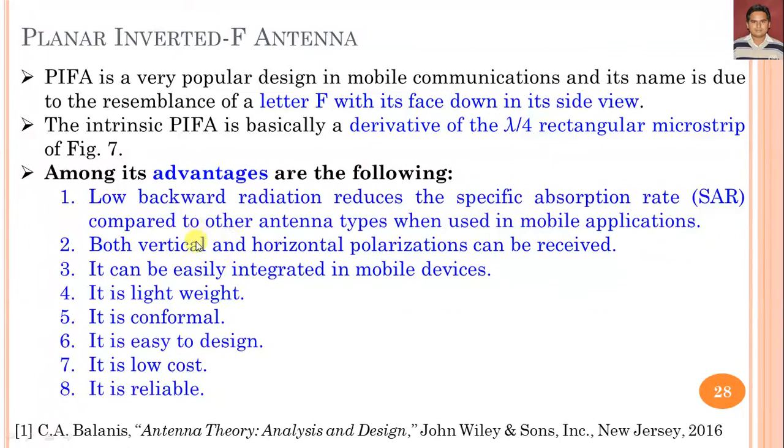Second, both vertical and horizontal polarization can be achieved by using this PIFA antenna. It can be easily integrated in mobile devices. It is lightweight, conformal, easy to design, low cost and reliable. So these are some advantages compared to other types of lambda by 4 rectangular microstrip antennas. In that case, we are getting some important conclusions that are illustrated in this slide.